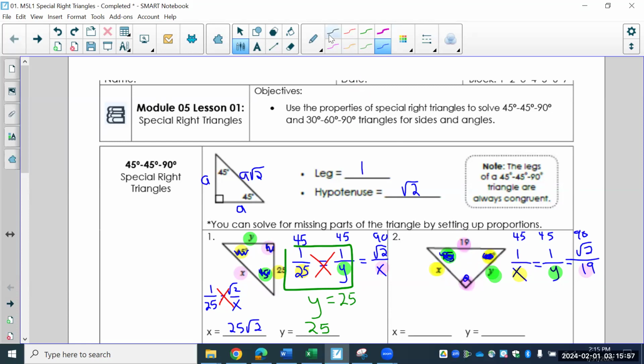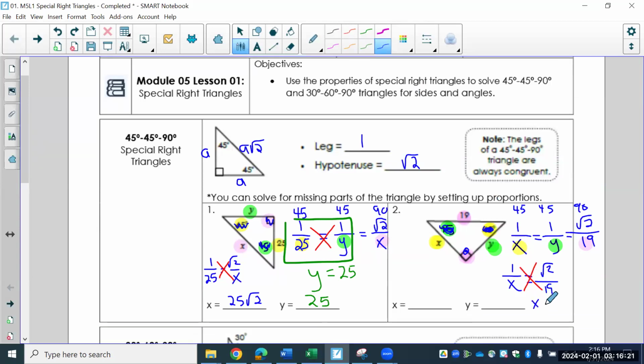So which one should we solve? Let's just go alphabetically to reiterate. I can skip over this proportion right here and just do that one. 1 over x is equal to root 2 over 19. So let's take a look at that. I'm going to cross multiply. If I cross multiply that, that would give me x root 2 is equal to 19.